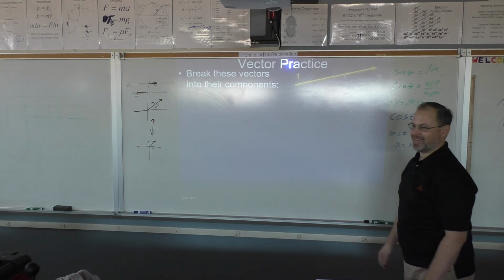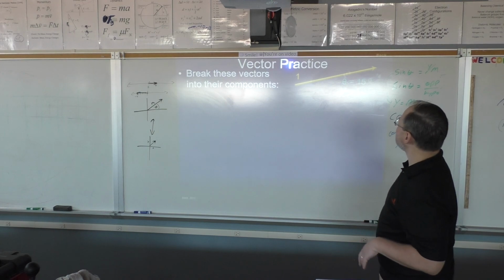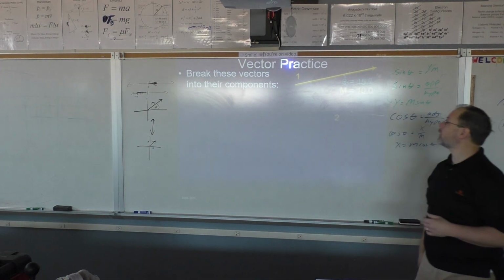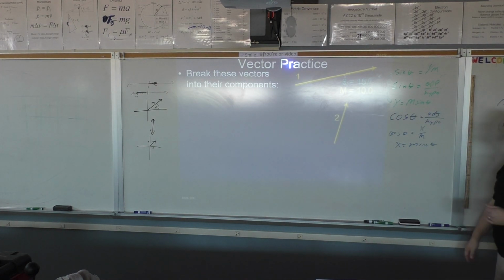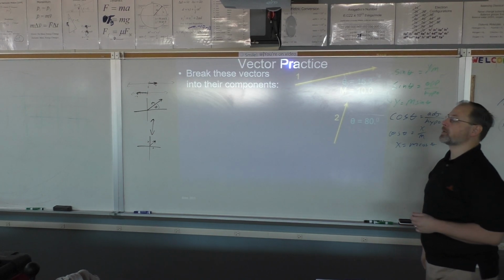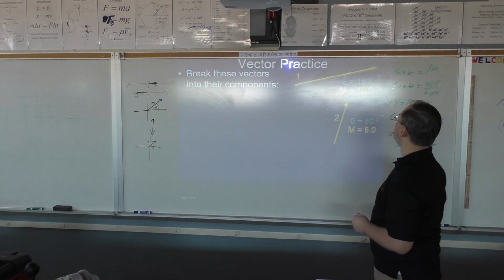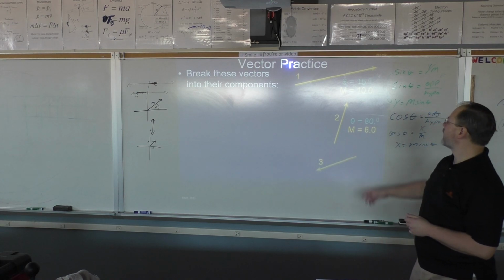Darn it. Okay. So break these vectors into components. Vector one has a magnitude of 10 units and an angle of 15 degrees. Vector two has a magnitude of 6 units.